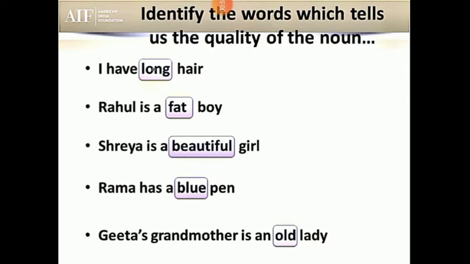Rama has a blue pen. Here, the color of the pen is mentioned. So, all the colors come under adjective of quality. Either it can be blue or green or yellow, whatever color it may be, it comes under adjective of quality. Geeta's grandmother is an old lady. How is the lady? She is old. So, the word old is adjective of quality. So, on the whole, adjective of quality tells us the quality of a person or place or thing.